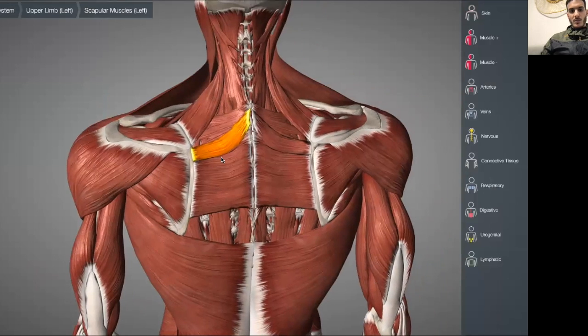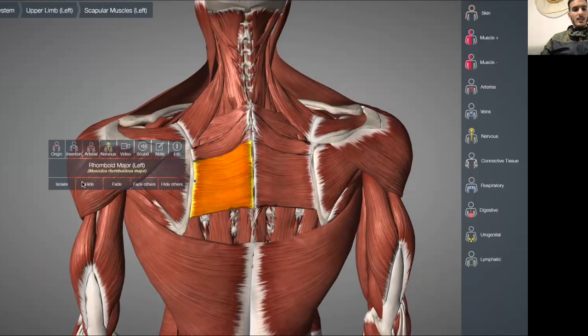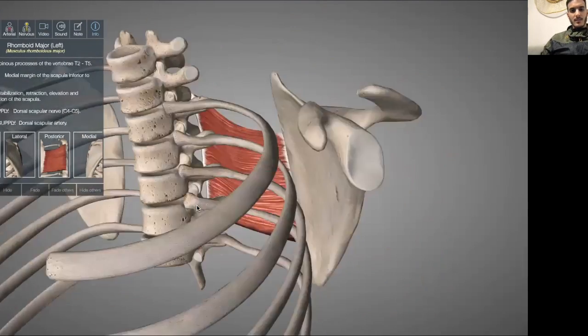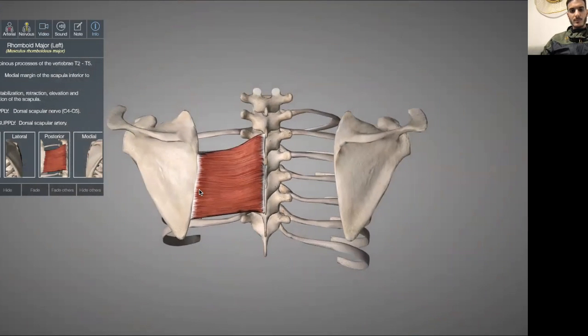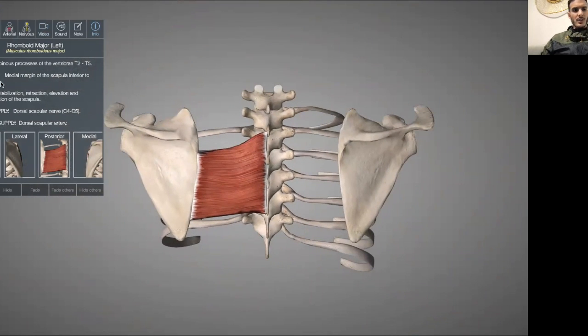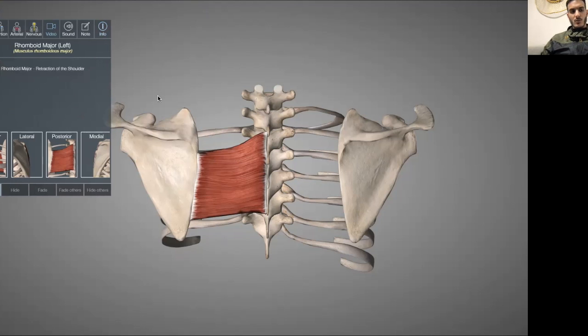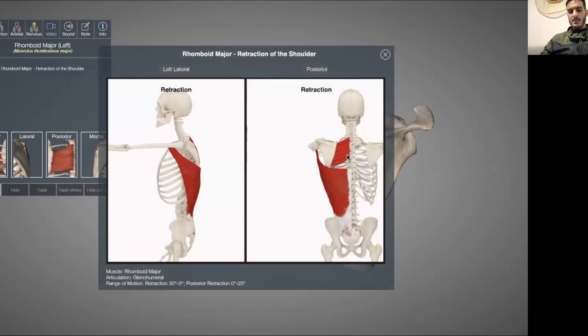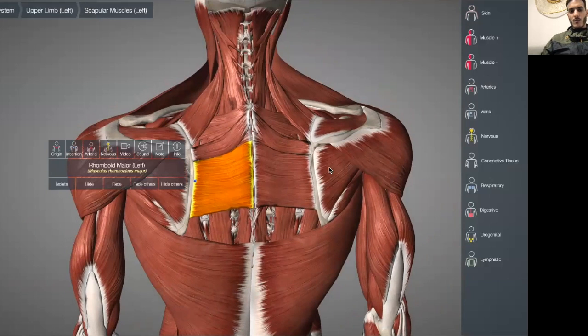Now we're going to go into the major. If you isolate it, you can see it right here. That's the major. It originates from the spinous processes of the vertebrae T2 to T5 and inserts on the medial margin of the scapula inferior to the spine here. The action is stabilization, retraction, elevation, and internal rotation of the scapula, with nerve supply by the dorsal scapular nerve. I want to show you what actions it does, and that's basically the same as the rhomboid minor. So now we've gone over 4.